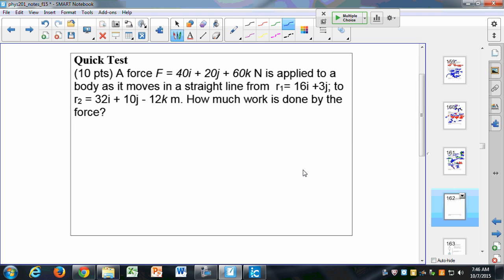Okay, let's try doing this. We'll just remember this is just a quick dot product. So just remember your dot products. Let's try this out. I have a force that moves from R1 to R2. I just want to know how much work is done by this force. It's just a simple dot product. While you're doing that, I'm going to go down to another page. I'll come right back to this page though.